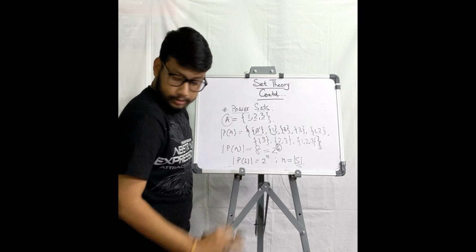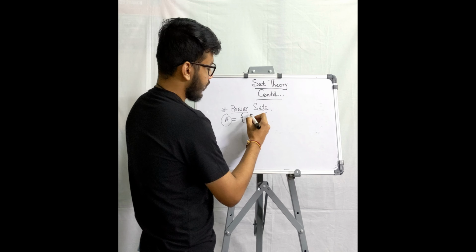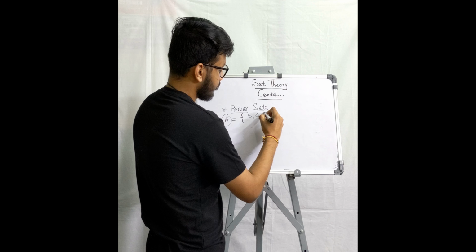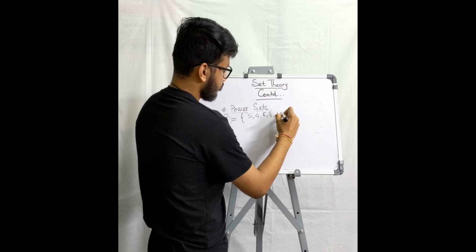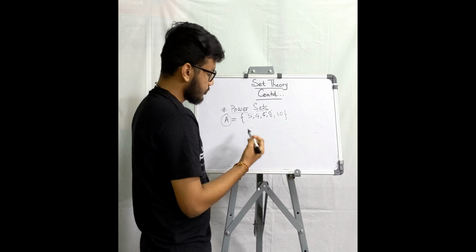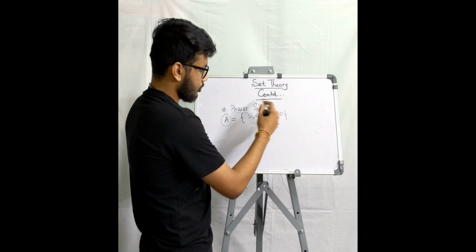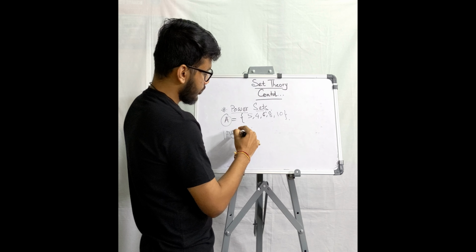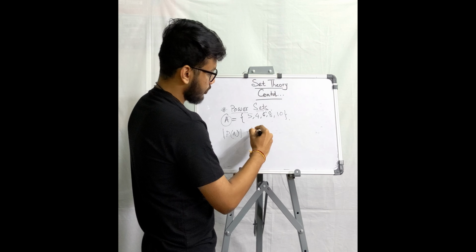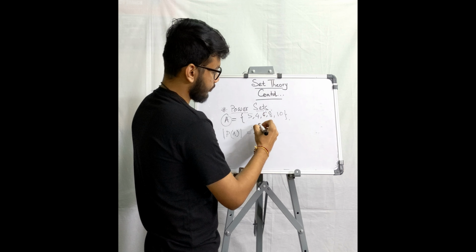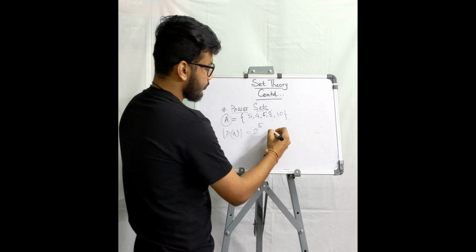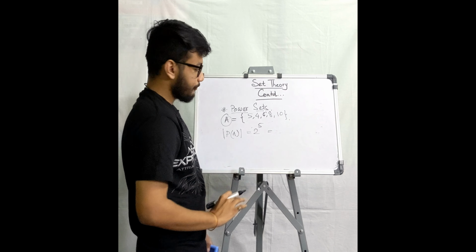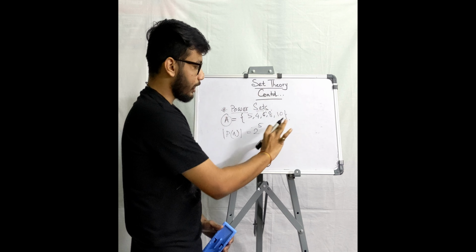Let me give you one more example. Try to find out the cardinality of the power set of this particular set. So if I ask you to find out P of A and its cardinality, what will be the answer? It will be 2 to the power 1, 2, 3, 4 and 5, so 2 to the power 5. Whatever value you get, you put it as the answer. You can check it also by expanding this particular set, and you will get the answer.